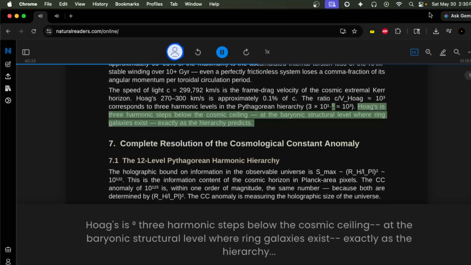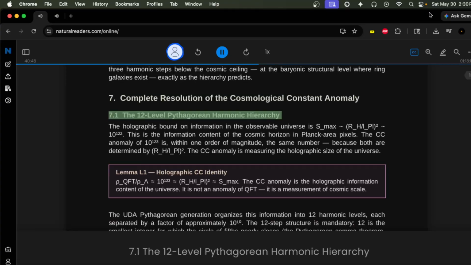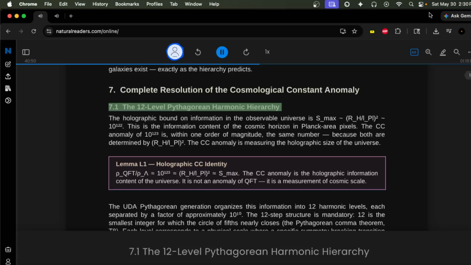Higgs is 3 harmonic steps below the cosmic ceiling, at the baryonic structural level where ring galaxies exist, exactly as the hierarchy predicts. 7. Complete resolution of the cosmological constant anomaly. 7.1 The 12-level Pythagorean harmonic hierarchy.